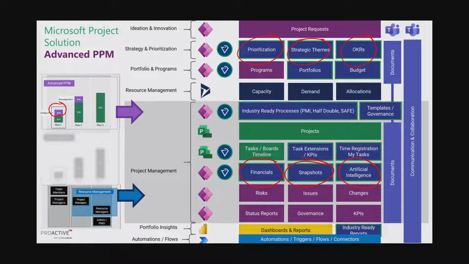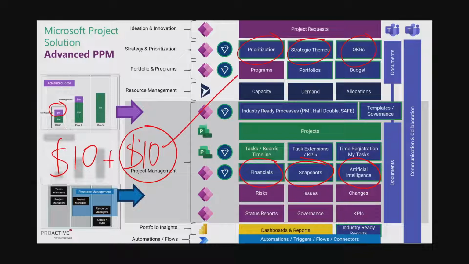So you get the basic $10 on the P1 license plus an extra $10 to actually take advantage of all these new extra components. Really, really awesome, right? So in any case, you're going to be saving money, basically. Even if you are taking advantage of the Advanced PPM, you're probably going to be saving money on this new announcement.